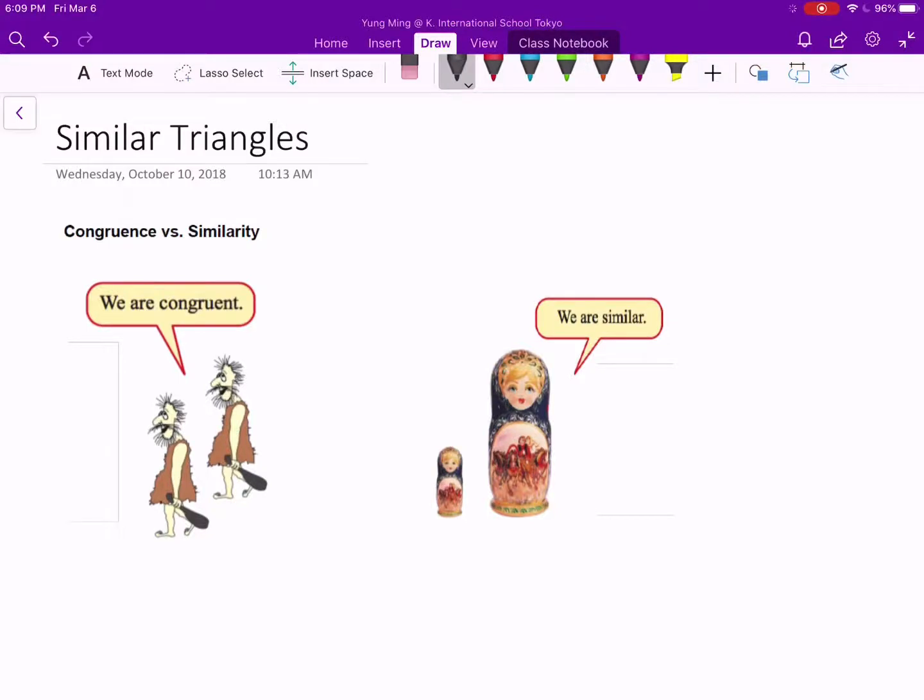Alright guys, welcome back. Today we're going to talk about similar triangles. Now here's a picture from Haese textbook.